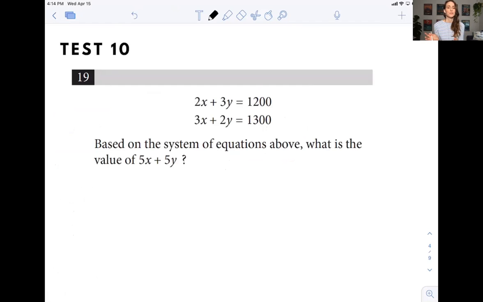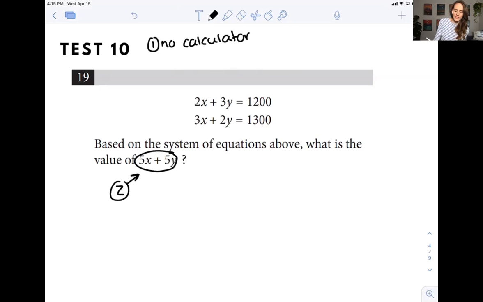And I had quite a few students come to me that year that missed this on their test. They solved it using substitution or elimination, and then they made a silly mistake somewhere along the way and got it wrong. So there's a clue here. Our first clue is we're in the no calculator section. Our second clue is they are asking us for a combo of variables, both x and y. They are not simply just asking us for x or y by themselves.